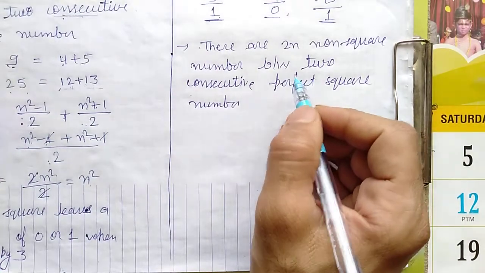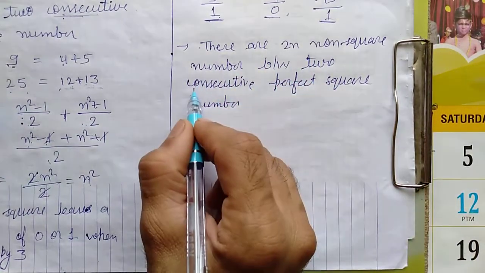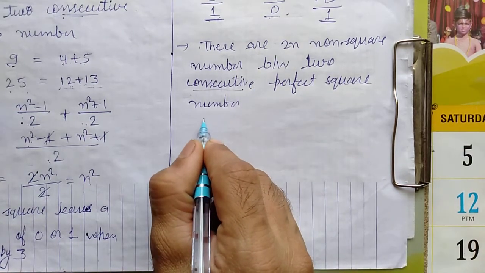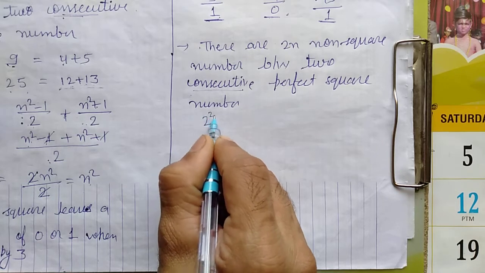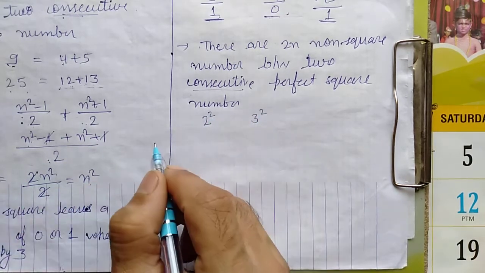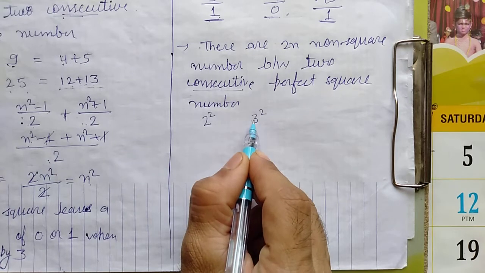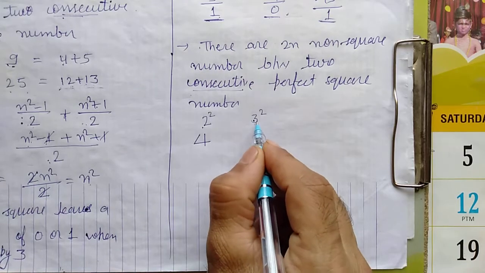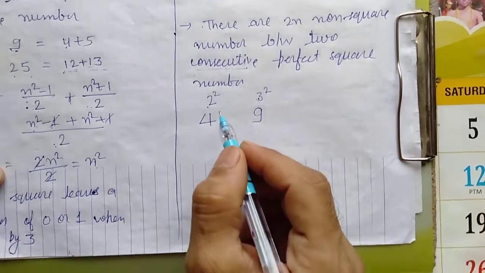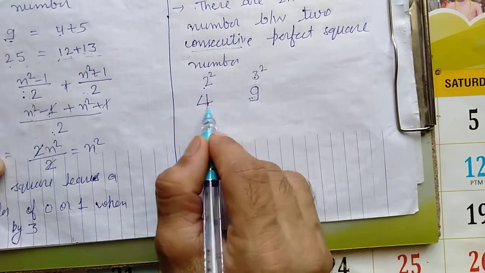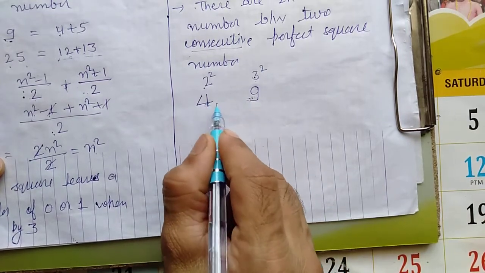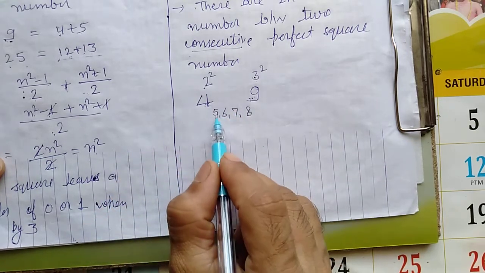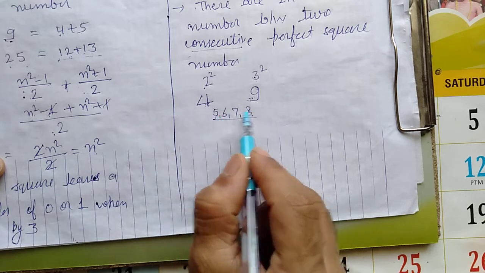Two square numbers are there and these are consecutive. Consecutive means they are continuous. Suppose the first number we are taking is 2 square and this is 3 square. 2 and 3 are consecutive, and the square of 2 is 4. Square of 3 is 9. Now see, between these two how many numbers are there? After 4 what is coming? 5, 6, 7 and 8. So how many numbers are there? 1, 2, 3, 4. 4 numbers are there between them.